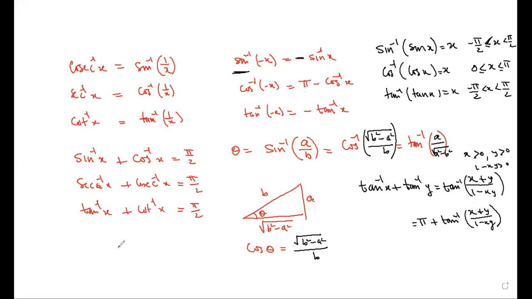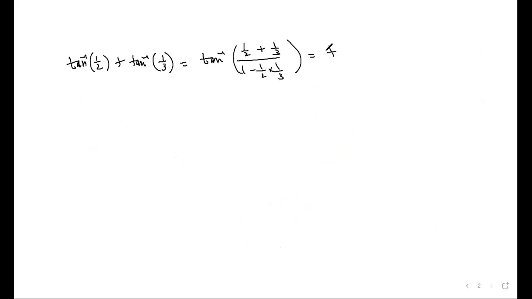For example, if I calculate tan inverse 1 by 2 plus tan inverse 1 by 3, this is in the first quadrant, this is in the first quadrant. If you add, it will also be in the first quadrant. So it will be directly tan inverse of 1 by 2 plus 1 by 3 upon 1 minus 1 by 2 into 1 by 3. And you will get tan inverse 1, and hence it is 45 degrees.